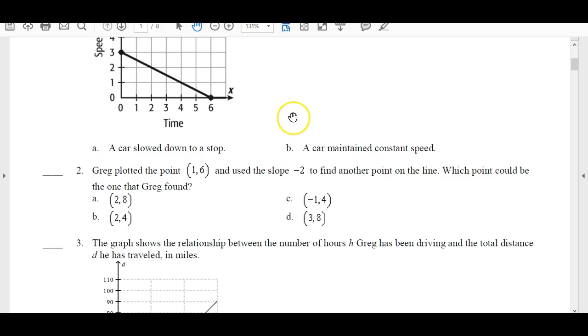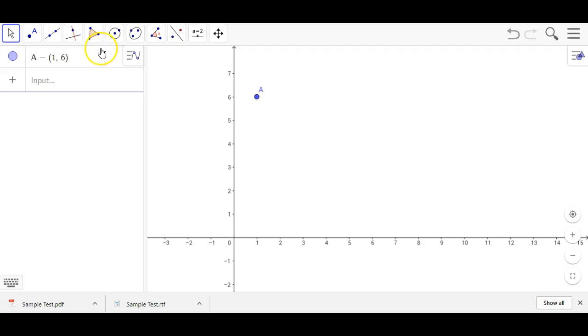Okay, let's go back to the question. Let's look at the next piece of information it tells us. It says he used the slope -2 to find another point on the line. Okay, so if I want to find another point on the line from here, and I know the slope is -2, that means I need to go down 2 and over 1.